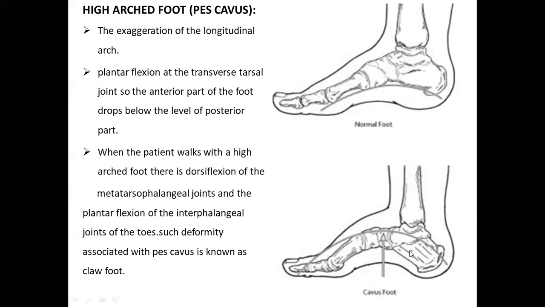Now, when the patient walks with high arched foot, there will be a dorsiflexion of the metatarsophalangeal joints and plantar flexion at the interphalangeal joints. है यहाँ पे interphalangeal joints को flexion करना है क्योंकि अब arch बढ़ गई है. Whereas there is a dorsiflexion at the metatarsophalangeal joints. Such deformity associated with the pes cavus is known as clubfoot.